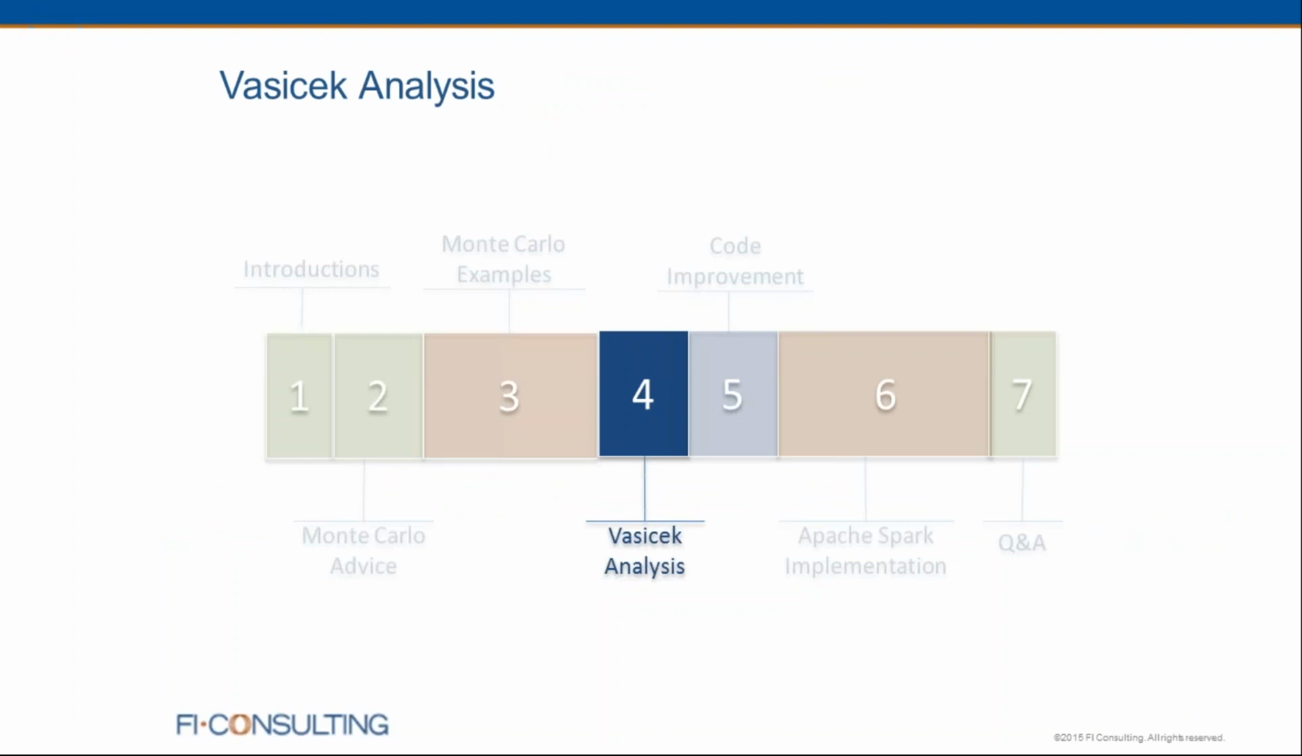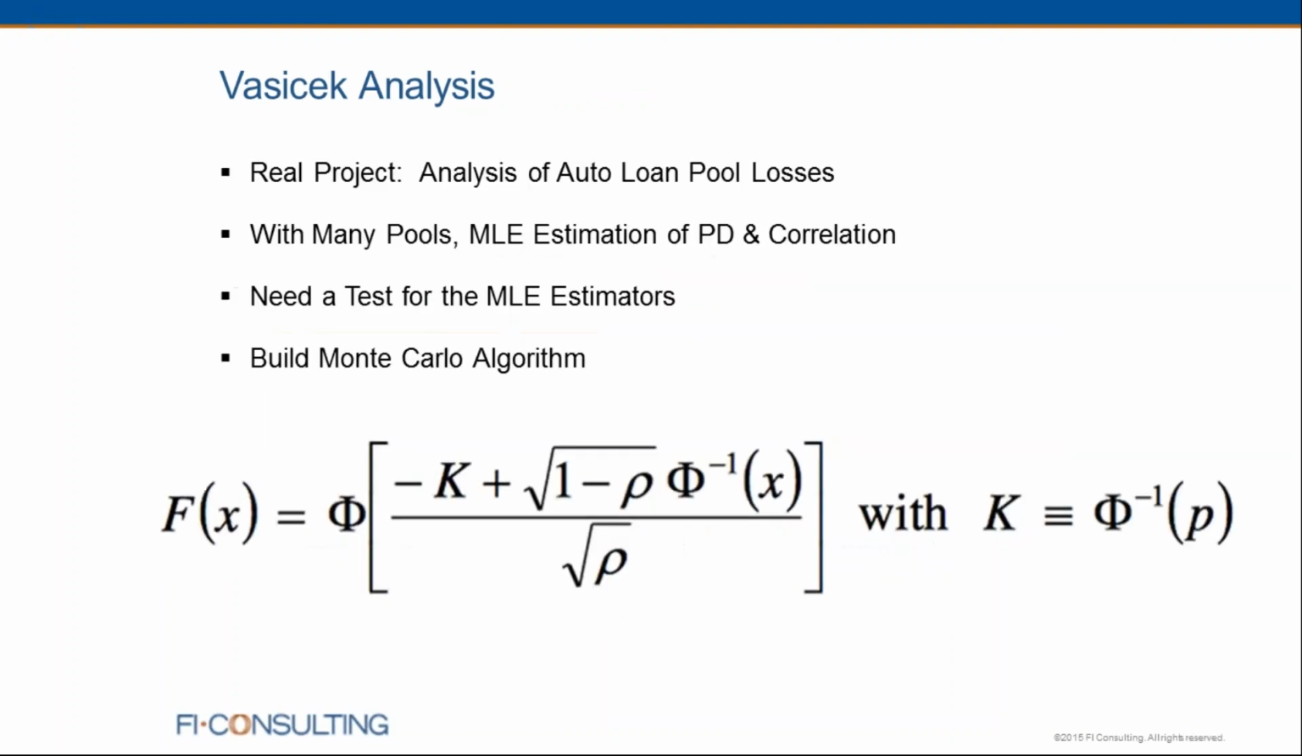So of those four examples, we're going to dig in a little bit on the last one. Even though it's not explicitly Monte Carlo, as we did say, it's great for testing Monte Carlo. Before I talk about this specific problem, let me point out that at the bottom is this formula. That's essentially the end result of Vasicek. What it represents is a cumulative distribution function for loan defaults.